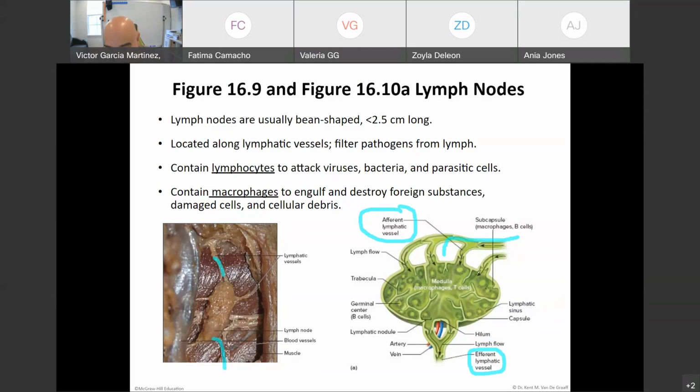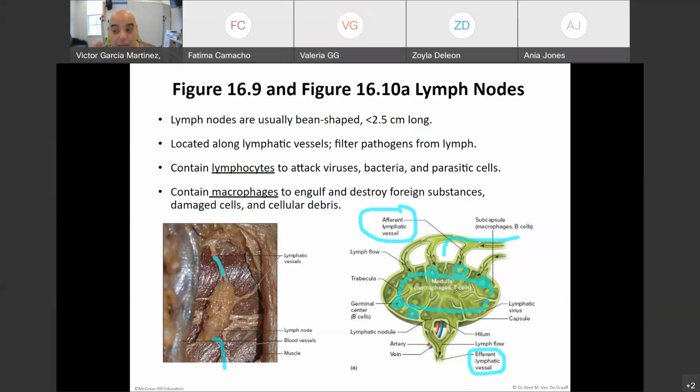Then here you have a capsule, and you have the cortical region, and you have the medullary region. The capsule is made of connective tissue, and the cortical region has many germinal centers. These germinal centers are many places with lymphocytes, and we have this medullary region, this inner region. It's filled with macrophages and T cells.